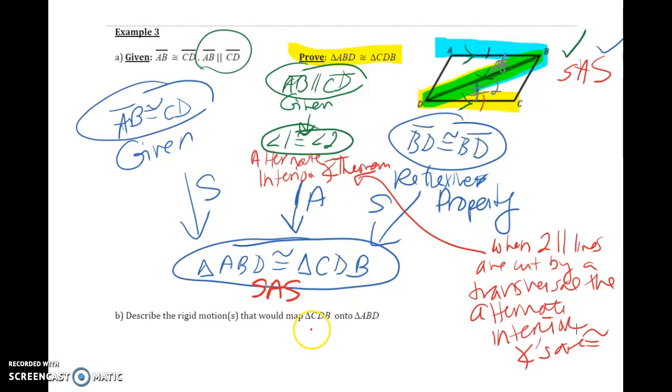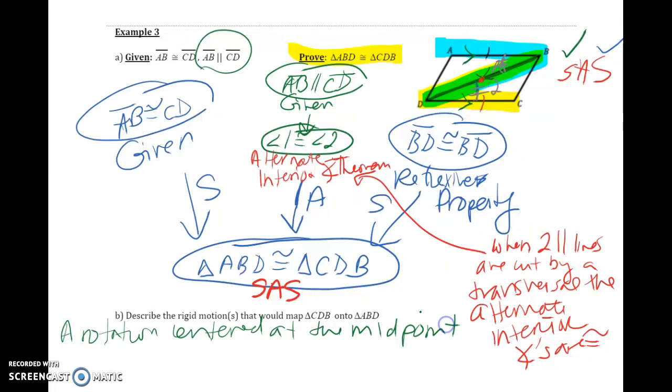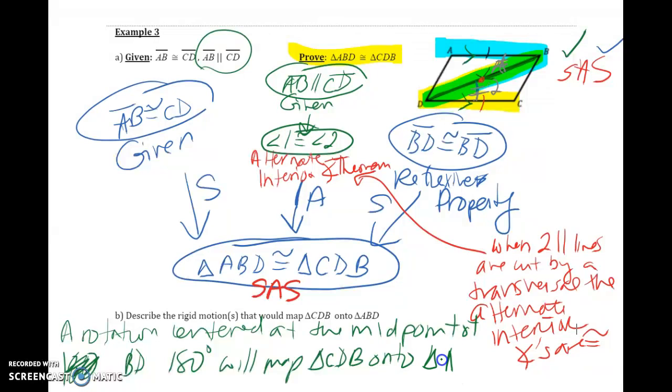Describe the rigid motions that would map CDB onto ABD. So remember that a parallelogram, which is this figure we have here, has no lines of symmetry, so we can't really use a reflection to reflect this triangle onto the other one. However, it does have rotational symmetry, so I can say one of two things here. I can do a rotation centered at the midpoint of BD, 180 degrees, will map triangle CDB onto triangle ABD.